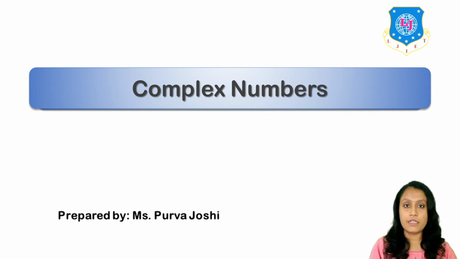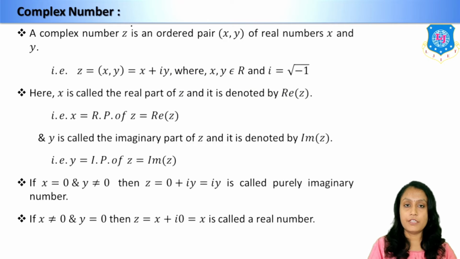Today we are going to study a topic from complex number. So let's start with the definition of a complex number. A complex number Z is an ordered pair xy of real numbers x and y. So Z is an ordered pair xy, and we can write this as x plus iy, where x and y are real numbers, and i is under root minus 1.